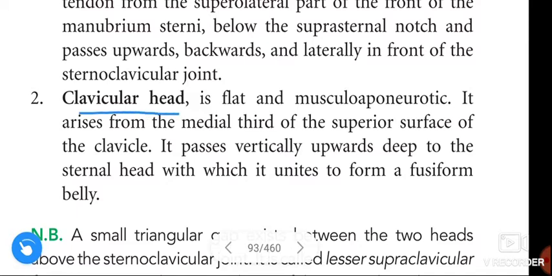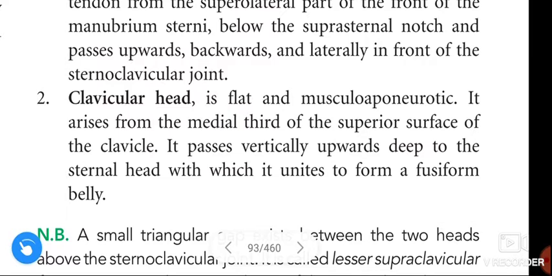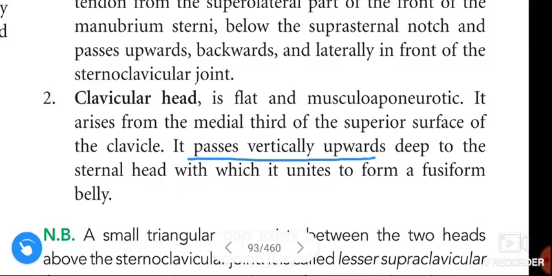Next, clavicular head. Clavicular head is flat and musculo-aponeurotic. It arises from the medial third of the superior surface of the clavicle. It passes vertically upward deep to the sternal head, with which it unites to form a fusiform belly.